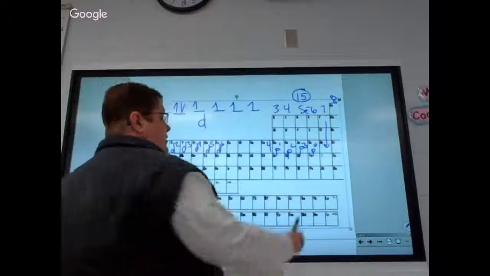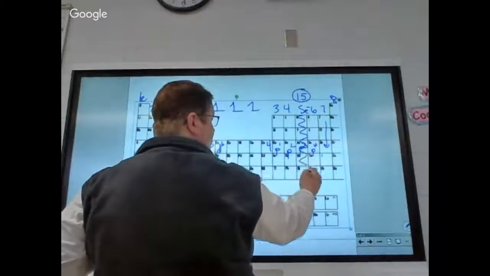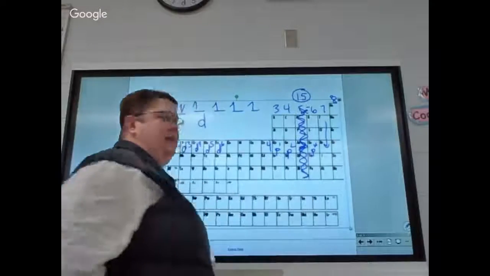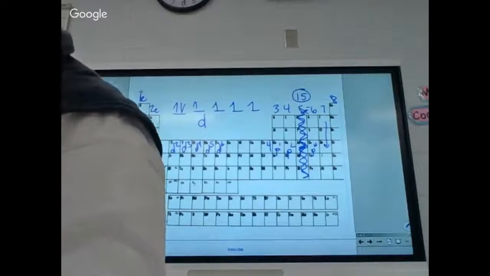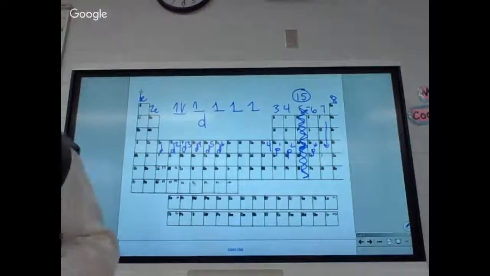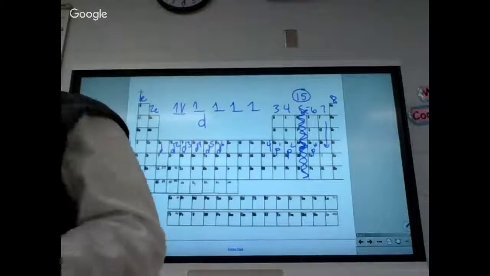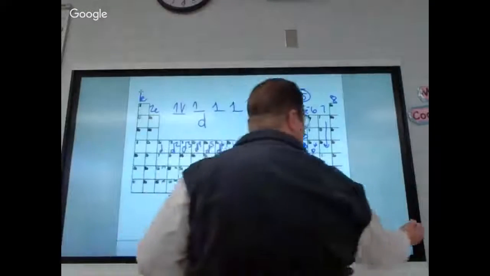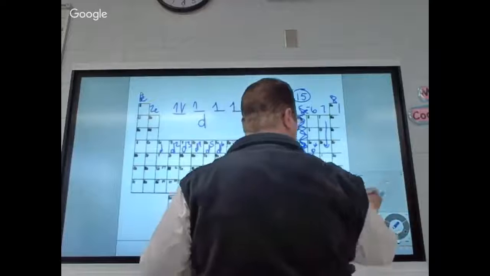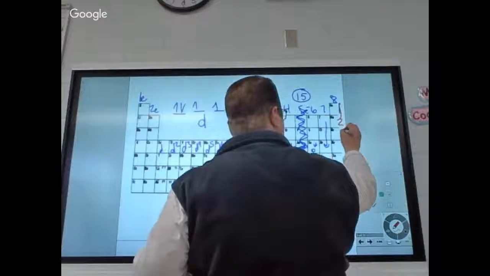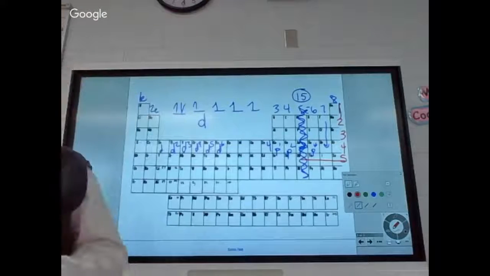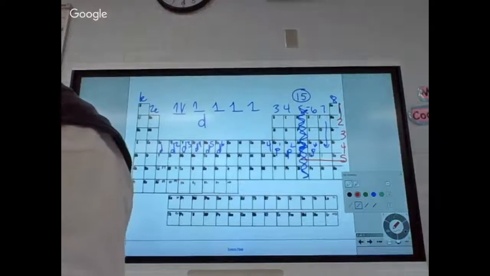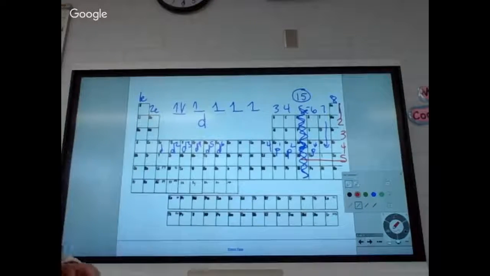Now, so we know it's in this column. Now, what does it mean by 5th main energy level? It means the period, right? Does everybody remember 5th main energy level means 5th period? Okay? So, 1, 2, 3, 4, 5 means which one? Sb. Sb.